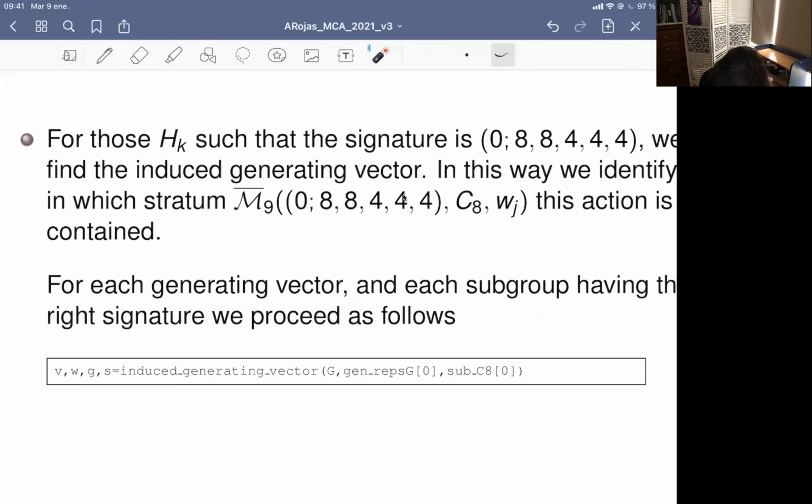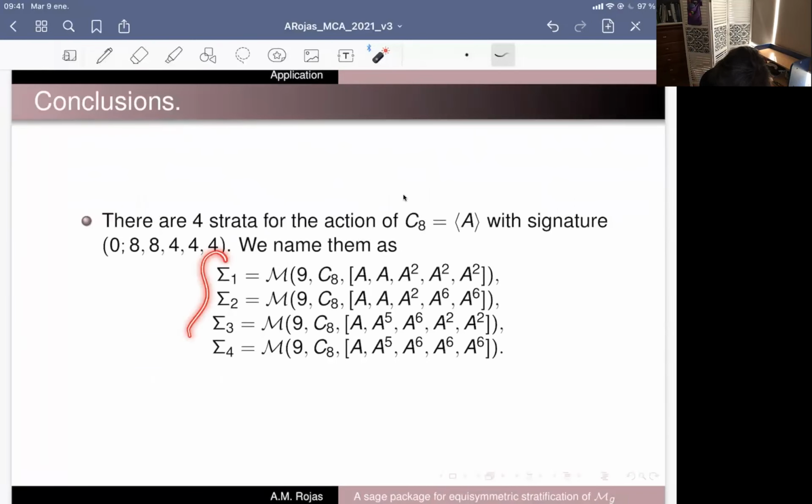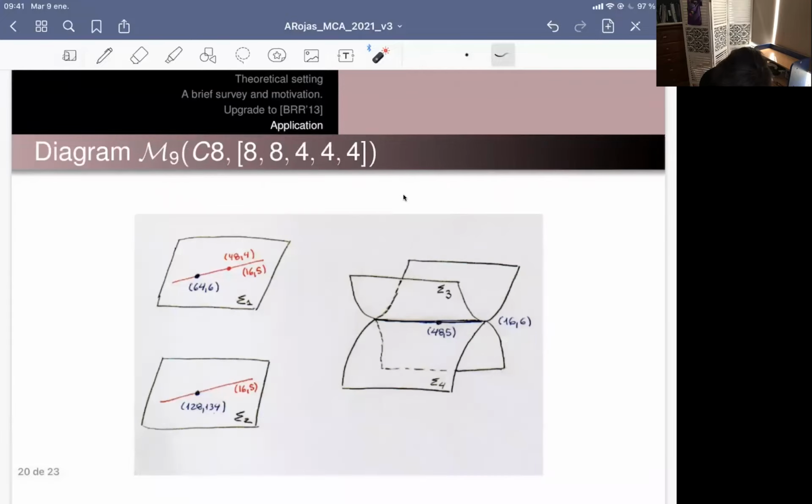You induce generating vectors, you make the computations, and let me skip to the end of this story. So we have these 4 strata for the action of CH, and we can identify them by the different generating vectors. You study all the groups acting on genus 9 containing CH, and when you restrict the action to CH, you obtain the right signature, and then you identify which stratum corresponds. So you can capture that in a picture.